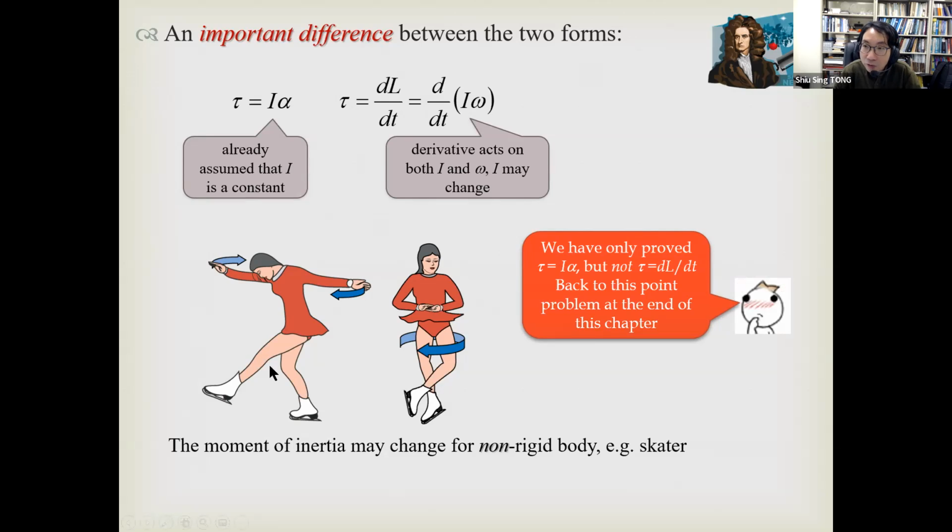The fact is, even if the body is not a rigid body and I will change with time, this form of Newton's second law, tau equal to dL/dt, will still hold. So the time derivative can act on both the I and the omega. The I can also be changing. This form of the angular Newton's second law of rotation is the most general form, which allows you to change the I. We will go back to this point at the end of the chapter, but at this moment, you just believe that the I can be changed.